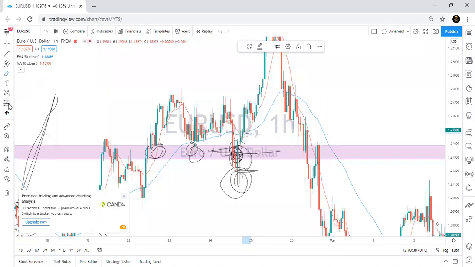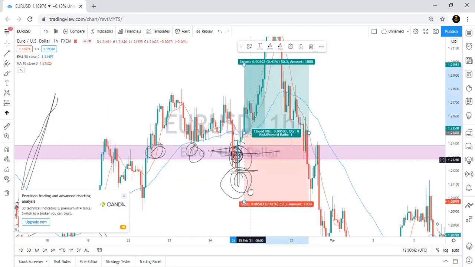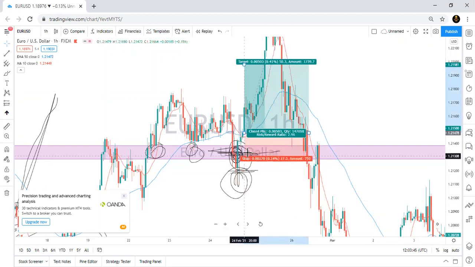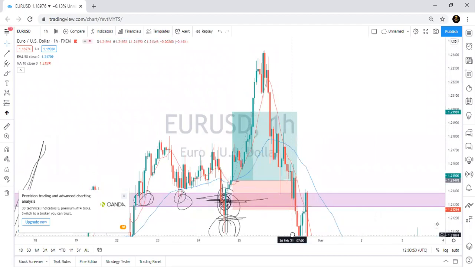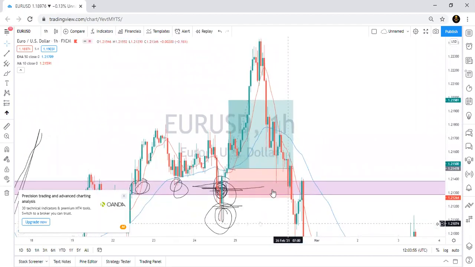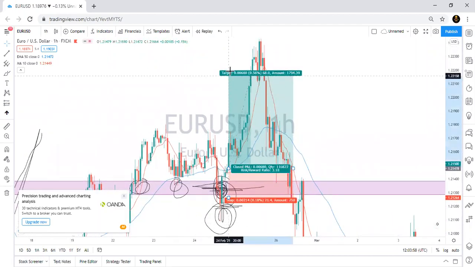From here, you just put your order there. You can put your stop loss below the moving average, just a bit, or below the structure. Then you go. Can you see? It went.